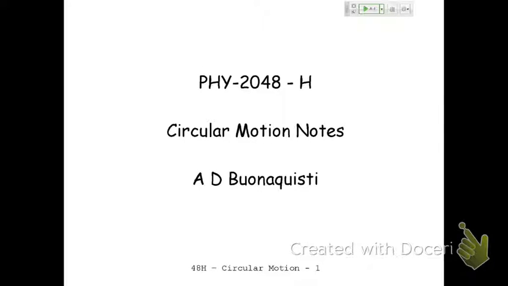So we're going to do circular motion notes. Two-dimensional motion. It's very important. A lot of things display circular motion. Moon going around the Earth, pretty circular. It's actually slightly elliptical. Tires going around a wheel. There's a ton of things.